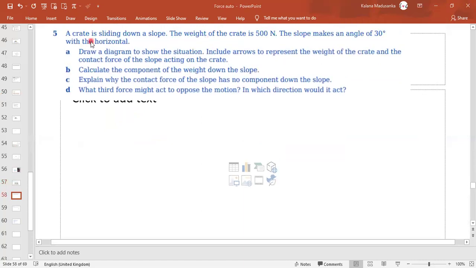A crate is sliding down a slope, right? Then I can just start drawing the diagram. So it is like this, sliding down. And let's say this is the crate.